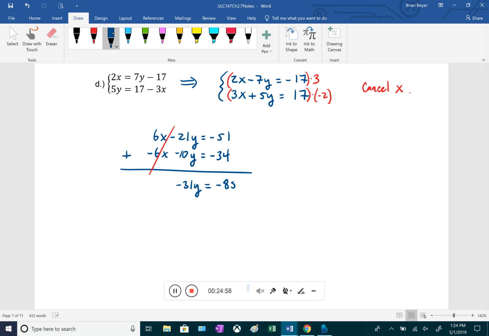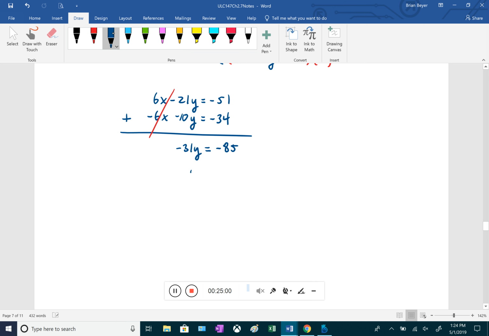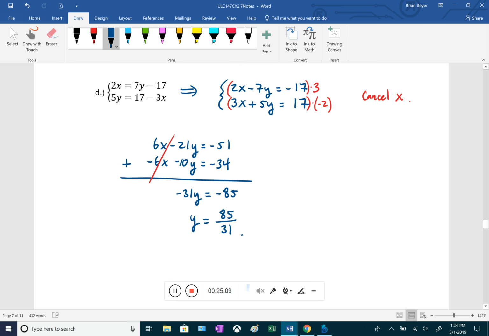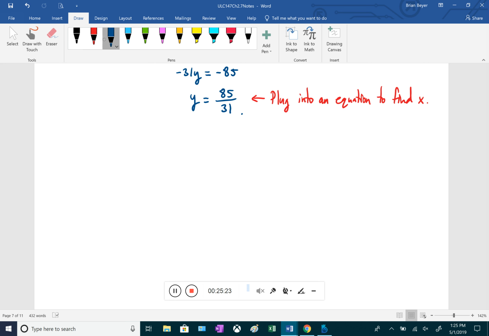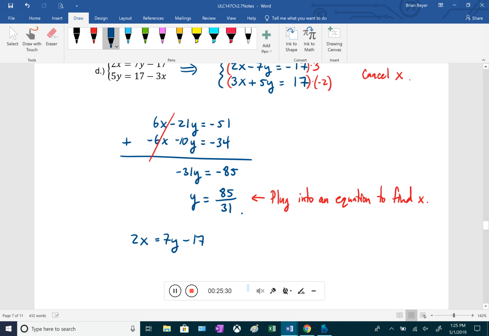Divide both sides by negative 31. The negatives are going to cancel. Negative divided by a negative is a positive. We get 85 over 31, and I don't believe that's going to simplify. So now we're going to take this and plug it back into one of the originals to solve for x. So let's choose the first equation here to plug it in because x is almost solved for. So we're going to be plugging this into 2x equals 7y minus 17.